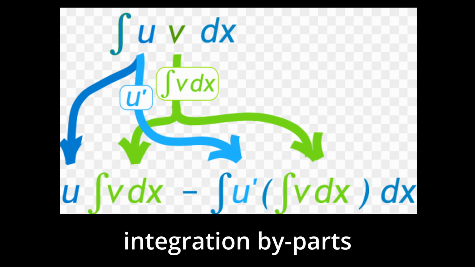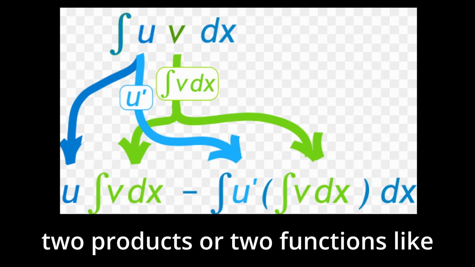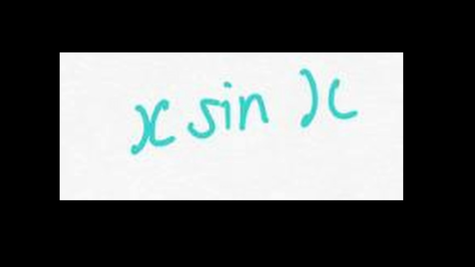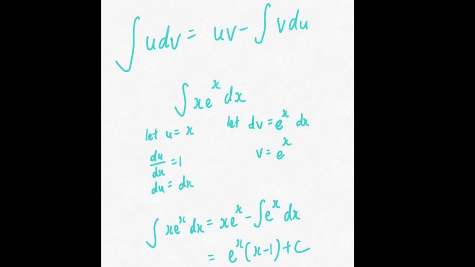So for technique 2, the next method is integration by parts. It's used when we're dealing with a product of two functions like x eˣ or x sin x. The formula is the integral of u dv equals uv minus the integral of v du. Let's use the example: the integral of x eˣ dx. We let u equals x and dv equals eˣ dx. Then du equals dx and v equals eˣ.